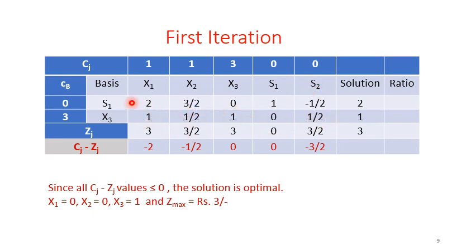Zj values: 2 into 0 plus 3 into 1. 2 into 0 is 0 plus 3 into 1 is 3. Similarly, 3 by 2 into 0 is 0 plus 3 into 1 by 2 is 3 by 2. 0 into 0 is 0 plus 3 into 1 is 3. 1 into 0 plus 3 into 0 is 0. Minus half into 0 is 0, plus half into 3 is 3 by 2. And solution: 2 into 0 plus 3 into 1, that is 3.